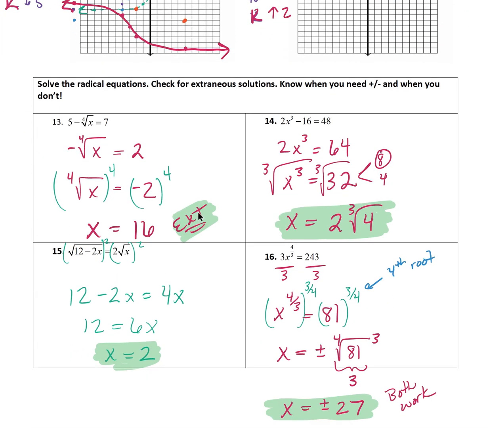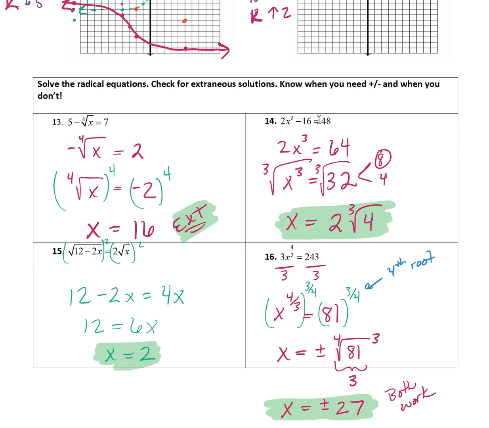And then solving equations, right? We're going to get it all by itself, so move over that, and then we're going to take everything to the fourth power. And again, if it's an even root, fourth root, square root, you have to check your answers because you can't have negatives under there. And if you look at 16, 16 is not going to work. 5 minus the fourth root of 16, fourth root of 16 is 2. 5 minus 2 is not 7. So you always have to check answers on those.